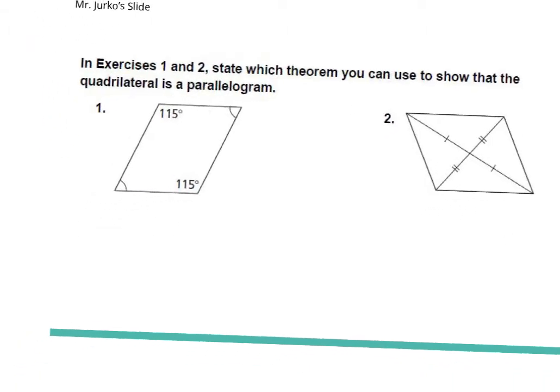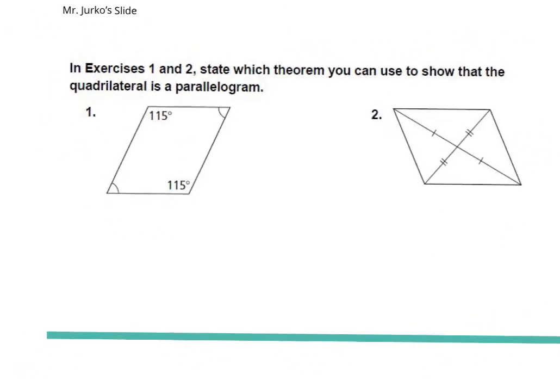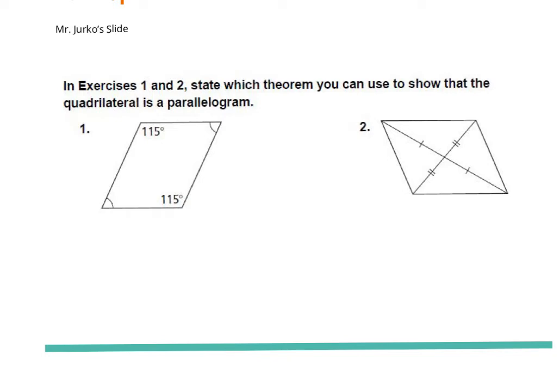Absolutely the opposite, the parallelogram opposite angles converse. Why? Because first of all, two of the angles are already given, and then two of them aren't. So since the two that are given are congruent, that probably means that the other two are as well. Well, they're opposite, so.